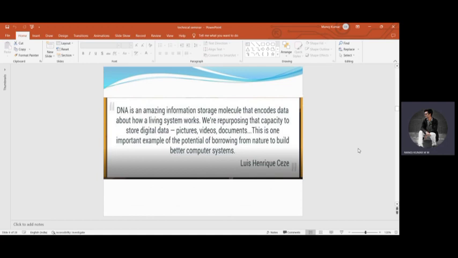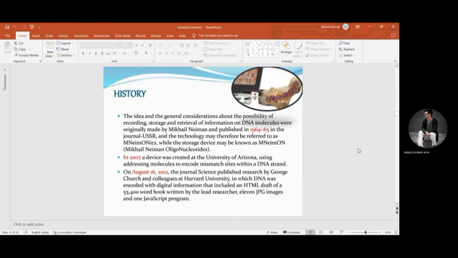So, history. The idea of general considerations about the possibilities of recording, storage and retrieval of information on DNA molecules was originally made by Mikhail Neiman and published in 1964 and 65 in the journal Radiotekhnika in the USSR. The technology may be referred to as mnemonics, while the storage devices may be known as mnemons.